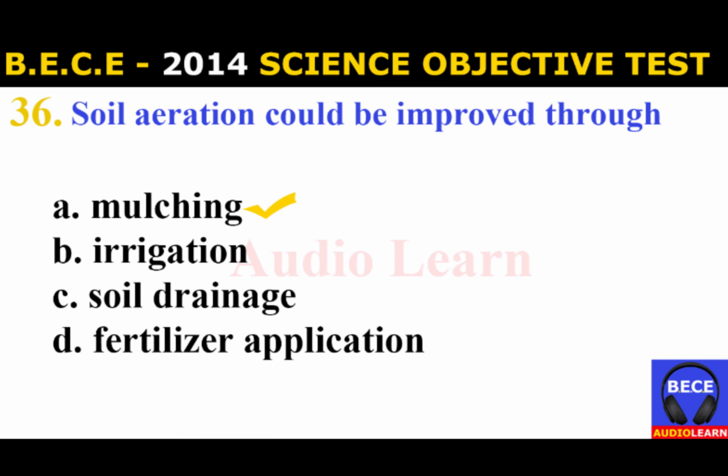Number 36. Soil aeration could be improved through A. Mulching. B. Irrigation. C. Soil drainage. D. Fertilizer application. And the answer is A. Mulching. Soil aeration could be improved through mulching.